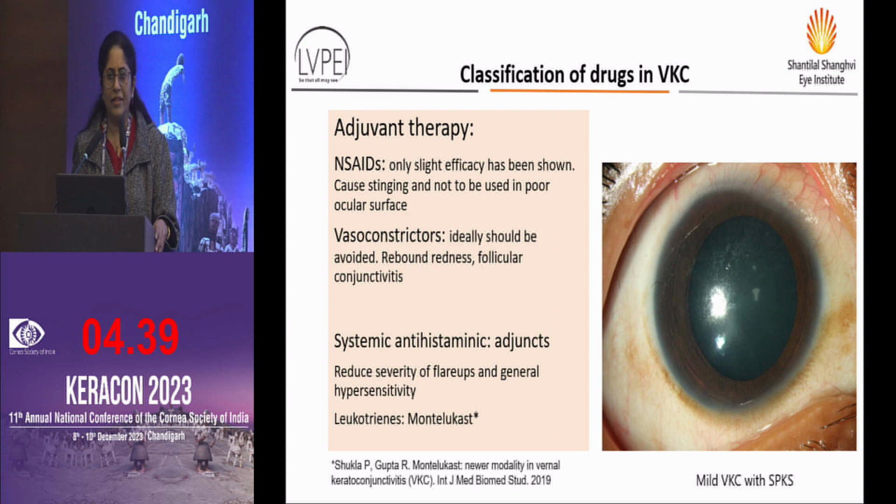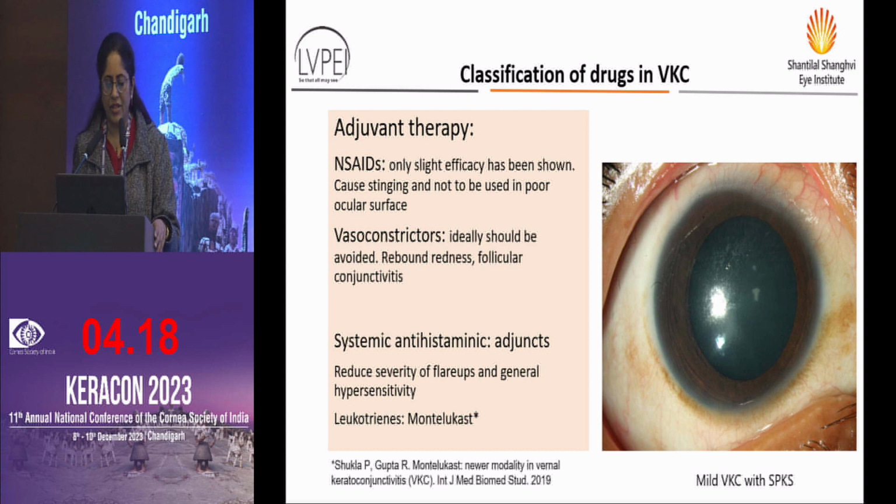What about the other agents such as NSAIDs and vasoconstrictors? These don't really work. In fact, they can be counterproductive. So if you have a patient with a poor surface because of EKC, you don't want to use NSAIDs because you know what the problem with them is. Vasoconstrictors have no other role except that they just decongest the blood vessels, so it really doesn't help at all.